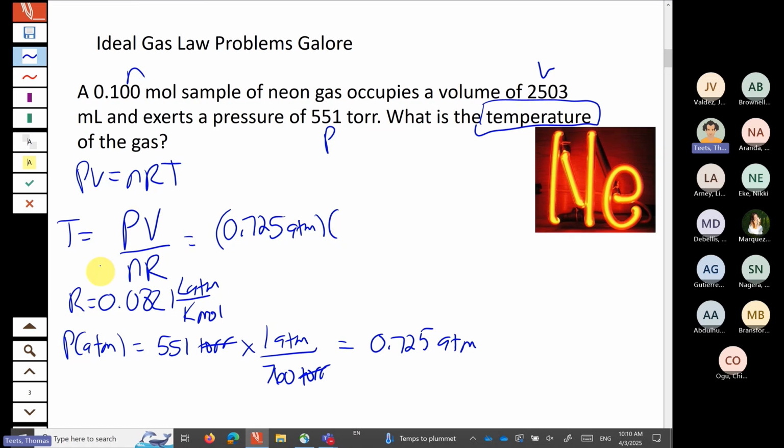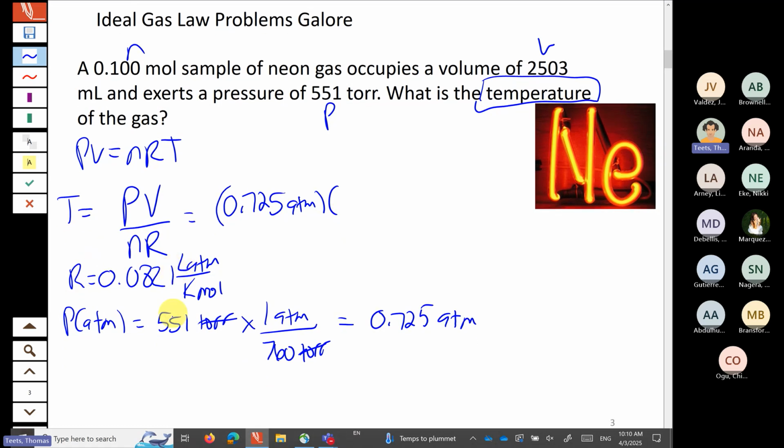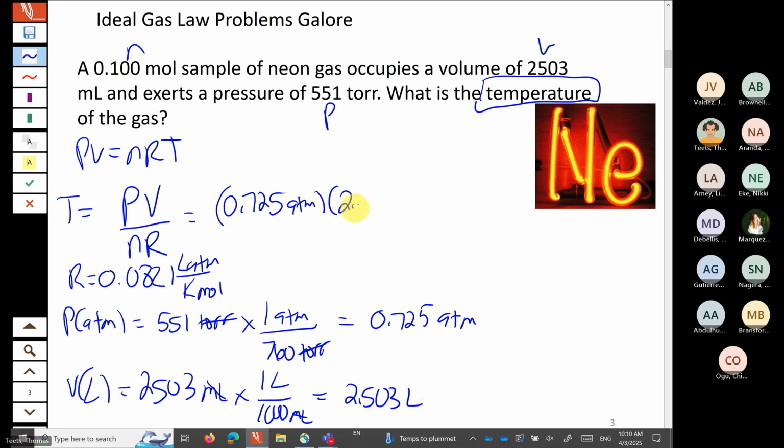Volume, as we said, has to be in liters because of the value of R. So we have to do that conversion as well. Milliliters to liters is one we've done a lot already in the previous chapter, so you should be familiar with it: 1 liter is 1,000 milliliters. So we divide by 1,000 to go from milliliters to liters, and I get 2.503. So that one we probably could have done in our head. So that's the value for the volume in the correct units.